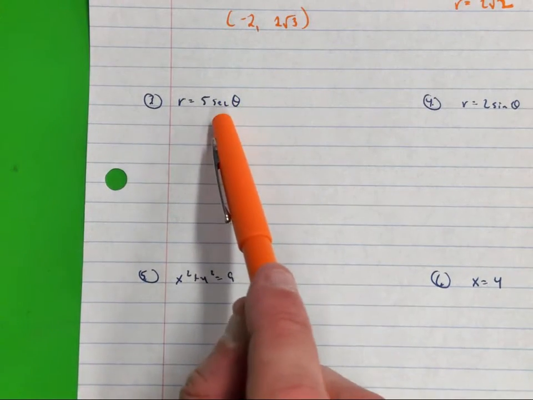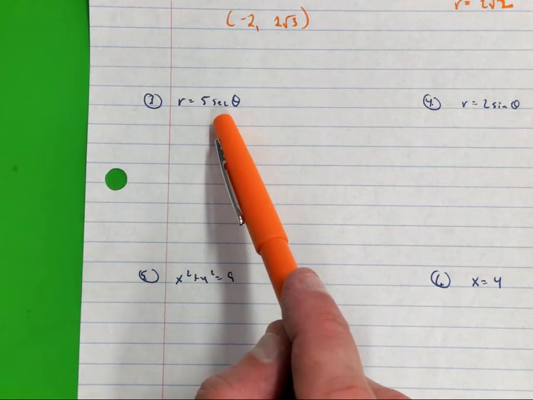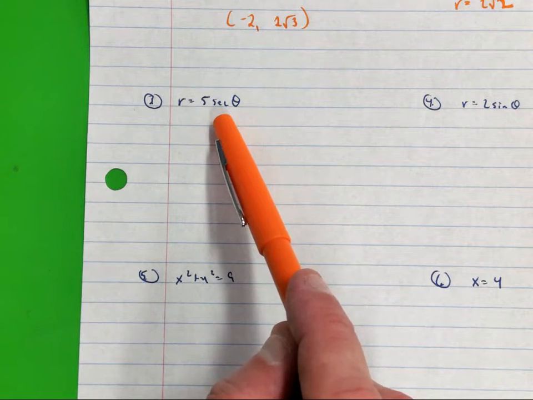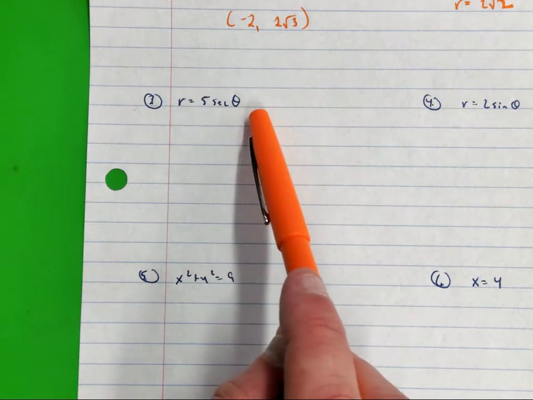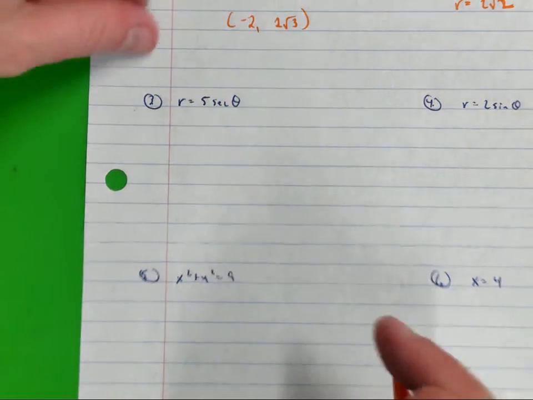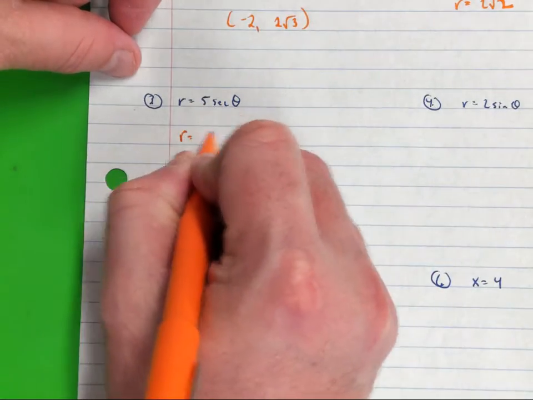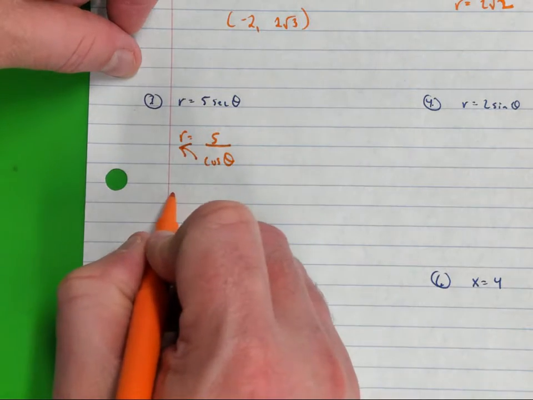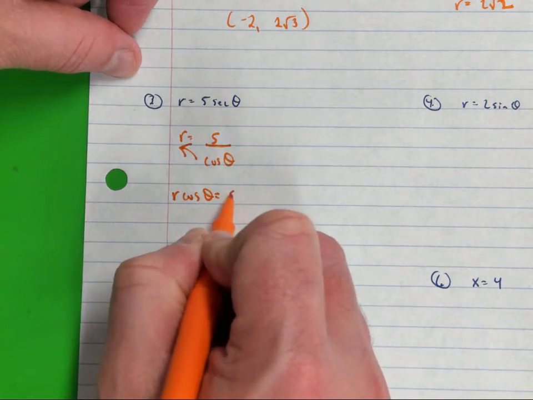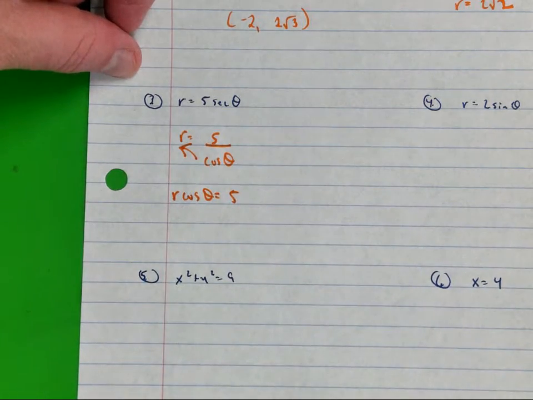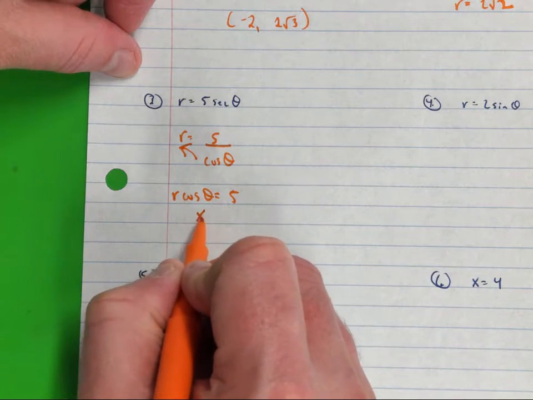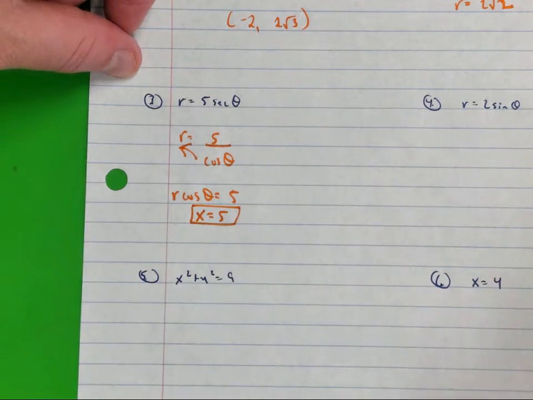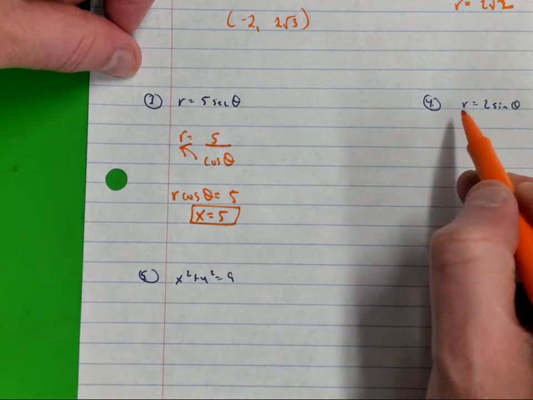What type of equation is this, polar or rectangular? Polar, because you see an r and a theta. Do I want to work with secant? No, I'm going to rewrite that as r equals 5 cosine theta, and then I can just cross multiply. Okay, now, I want to go to rectangular, so I need to get rid of r cosine theta. What can I put in place of it? There's your answer.